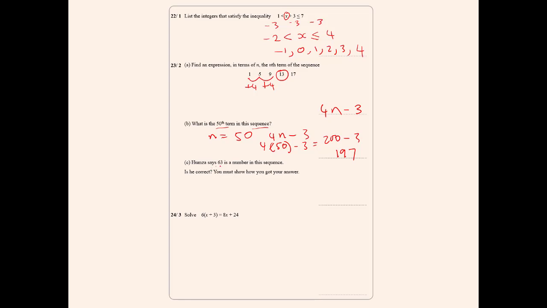Hamza says 63 is a number in this sequence. Is he correct? You must show how you got your answer. So the best way to find it is to form an equation: 4n minus 3, with the n term, put it equal to 63.